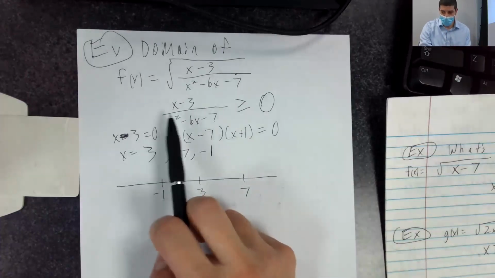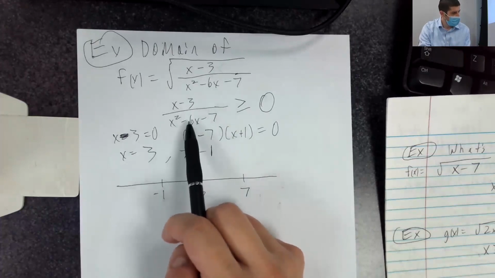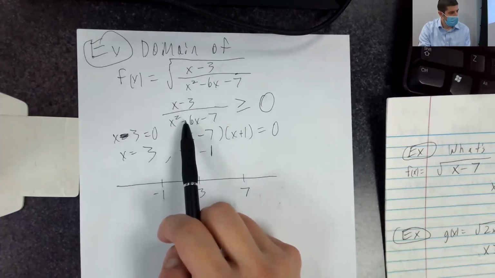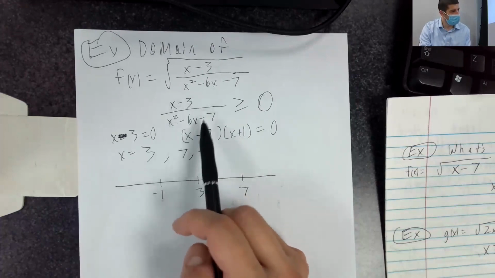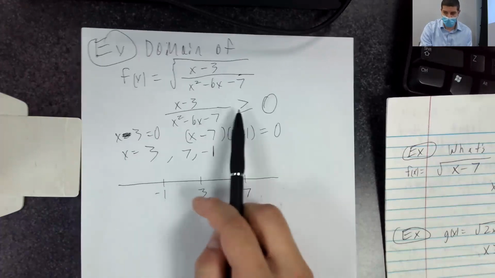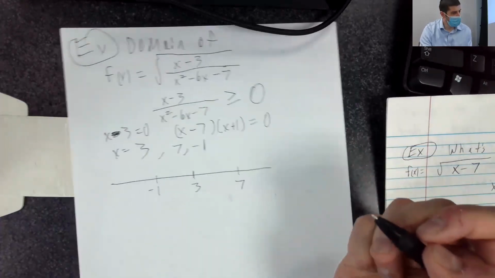So if we plug in 3, the numerator is fine. It's 0 over something. So could we be 0? Is 0 okay here? Yeah, it's okay to be 0 because I need it to be greater than or equal to 0. So 3 is closed or open?